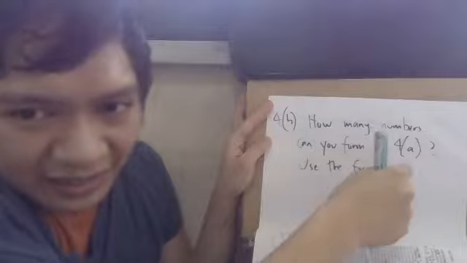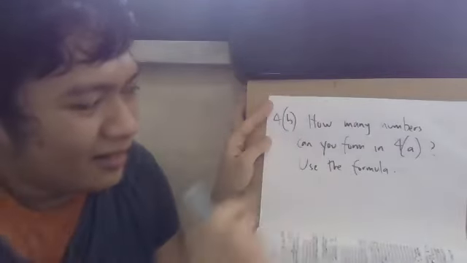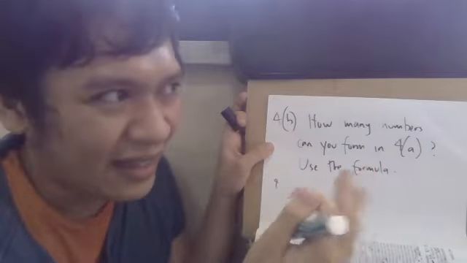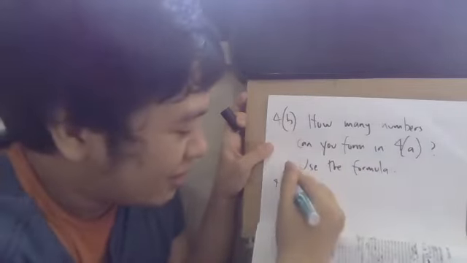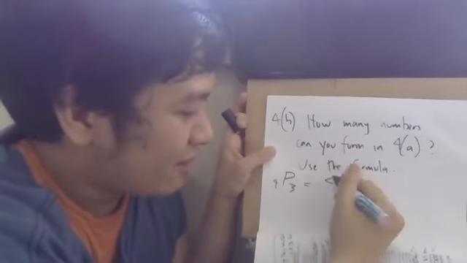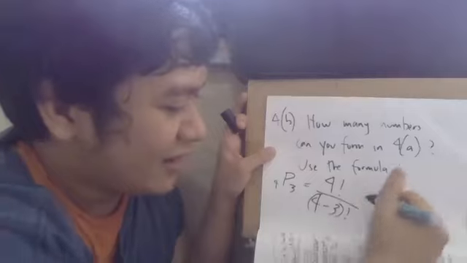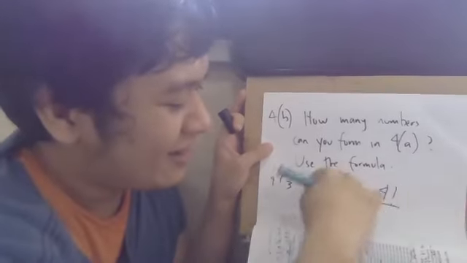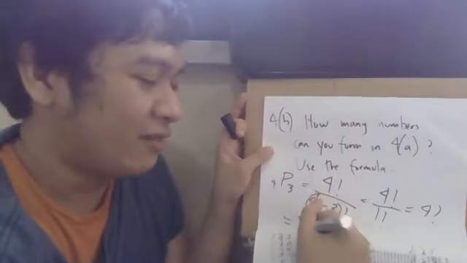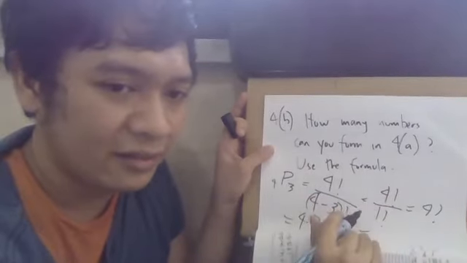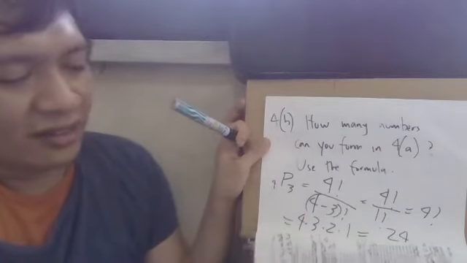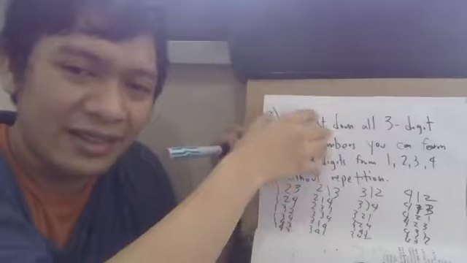4B. How many numbers can you form in 4A? We know that it's 24, but let us use the formula. The formula is 3 digits taken from 4 digits, and we want the number of permutations. So it's 4P3. Number of permutations of 3 digits taken from 4 different digits. Well, 4 factorial over 4 minus 3 factorial, which is 4 factorial over 1 factorial. Now, 1 factorial is 1, so 4 factorial na lang yan. What's 4 factorial? 4 times 3 times 2 times 1 equals 24. Alright? So it's the same that you will get by listing them down.